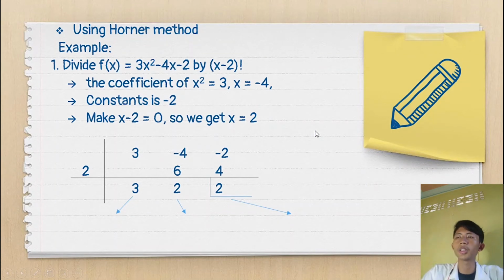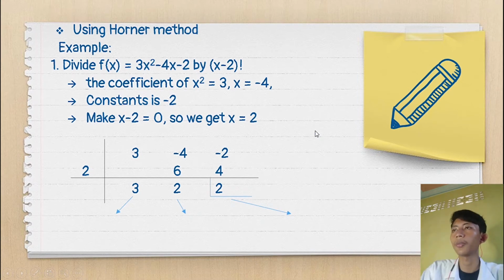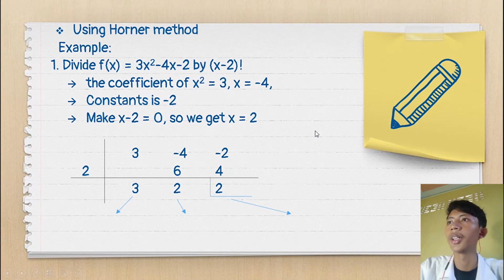And the next is using Horner method. Example 1. Divide f(x) = 3x squared minus 4x minus 2 by x minus 2. To answer this, like the last question of Horner method, we should explain the coefficient and constant. Coefficient of x squared is 3, coefficient of x is minus 4, and constant is minus 2. And then make x minus 2 equals 0, so we get x equals 2.